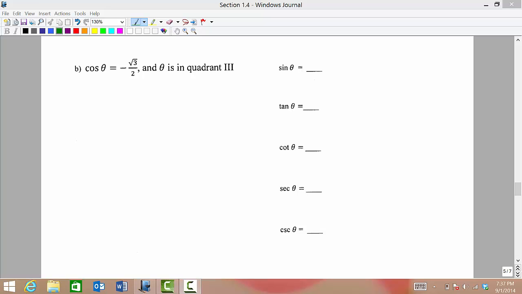If cosine theta is equal to negative square root of 3 divided by 2, and theta is in quadrant 3, now we want to determine sine, tangent, cotangent, secant, and cosecant of the angle theta.